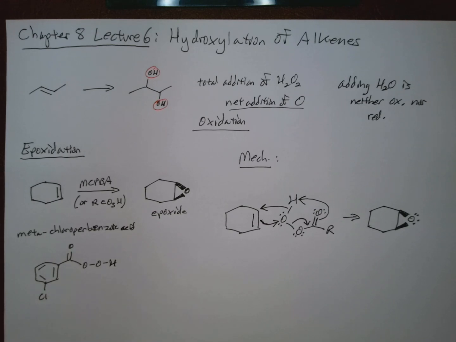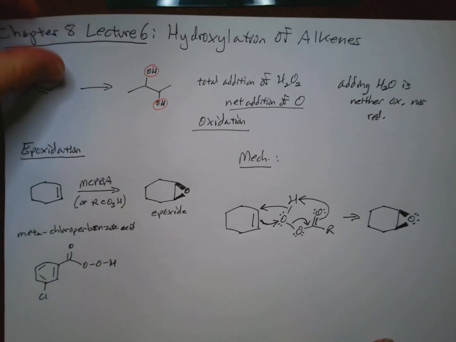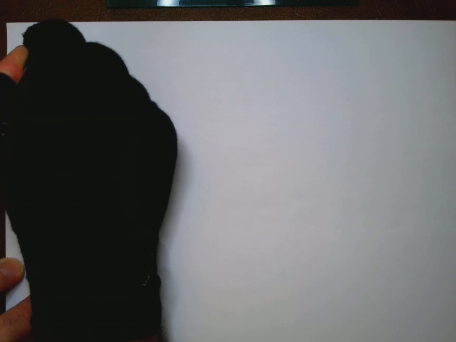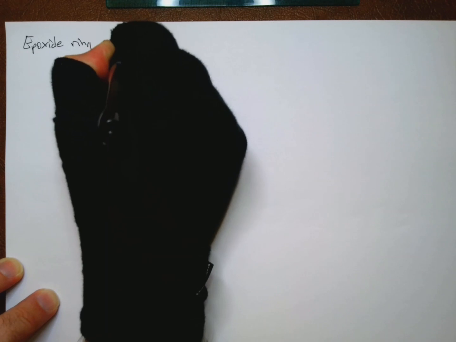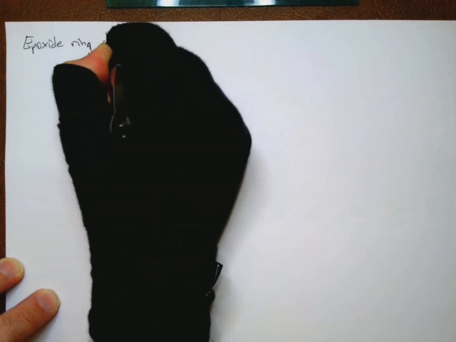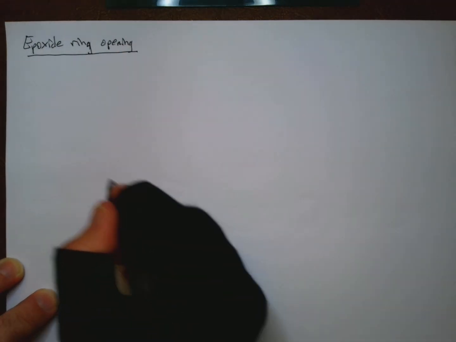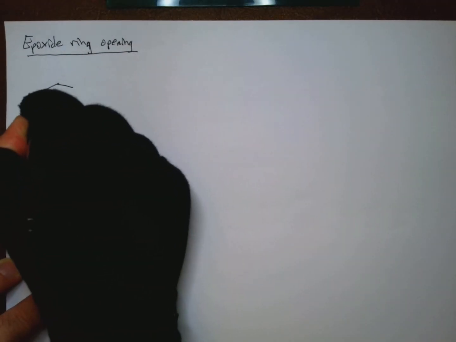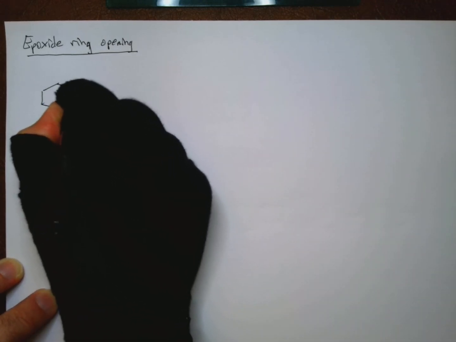All right. Now, this is just epoxidation. So we've made our epoxide here. And what can we do with the epoxide? Well, we can open up the epoxide ring. And it would be something like this. We'll have our epoxide here.